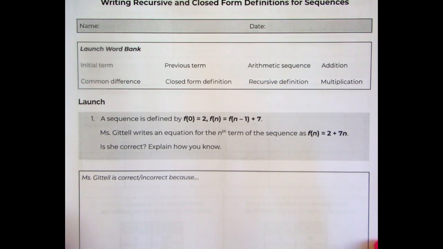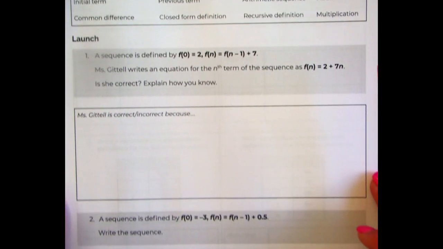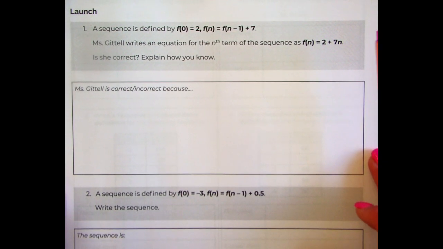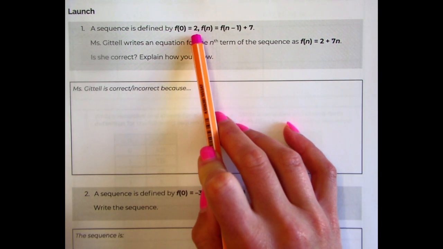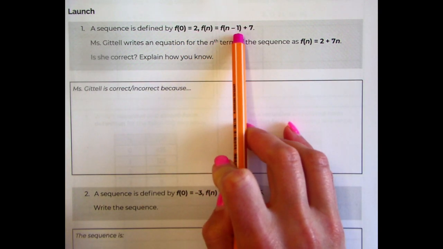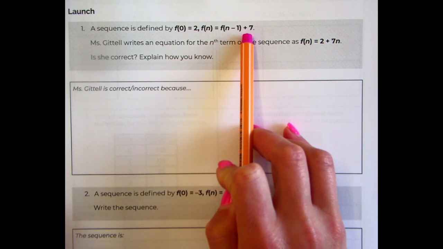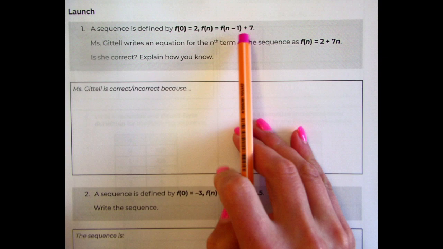So getting to the actual question, it says a sequence is defined by f of 0 equals 2, f of n equals f of n minus 1 plus 7. So the first thing I'm actually going to do is annotate this equation and try to figure out what's going on. What does this mean?